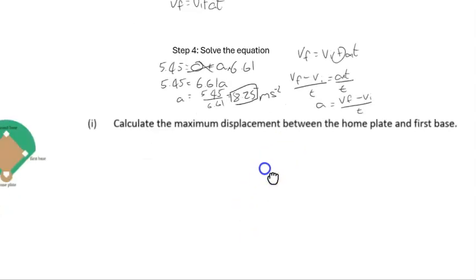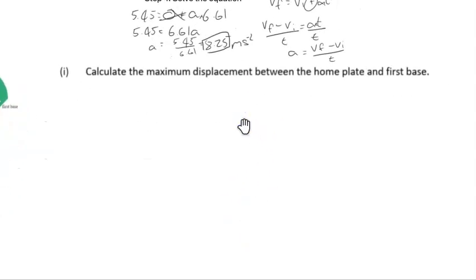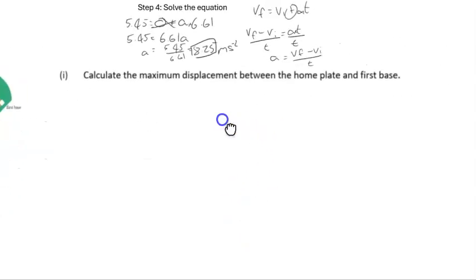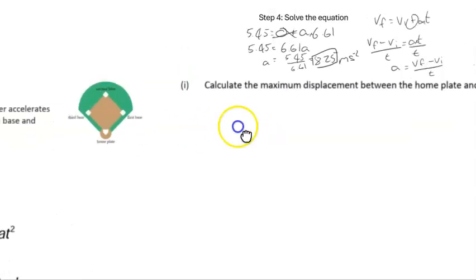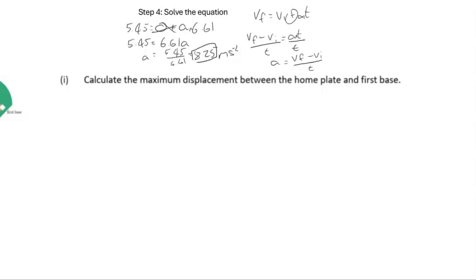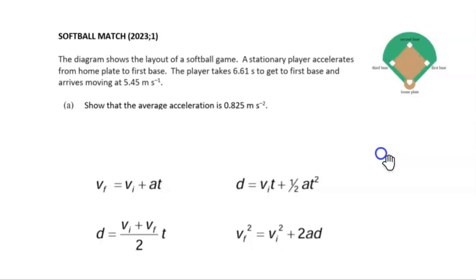Calculate the maximum displacement between the home plate and first base. So displacement, we're talking about distance. Let's have a look at the question again. We're doing displacement this time, so we don't need to worry about that. So D, we're skipping to step 2. D, we are not sure of.